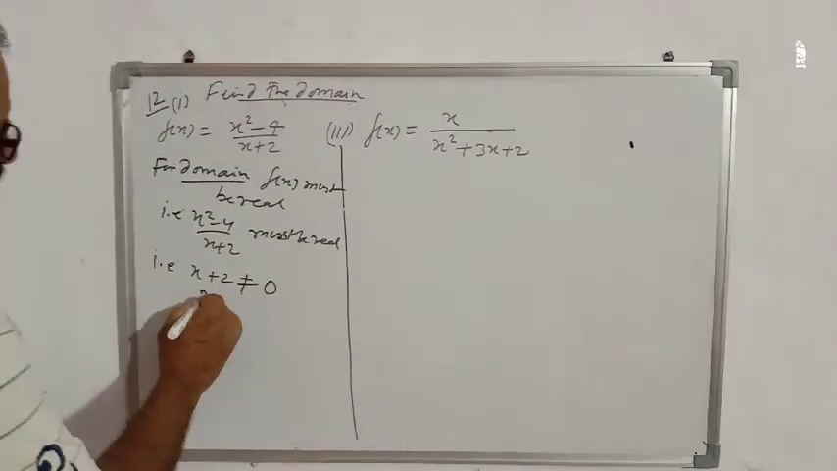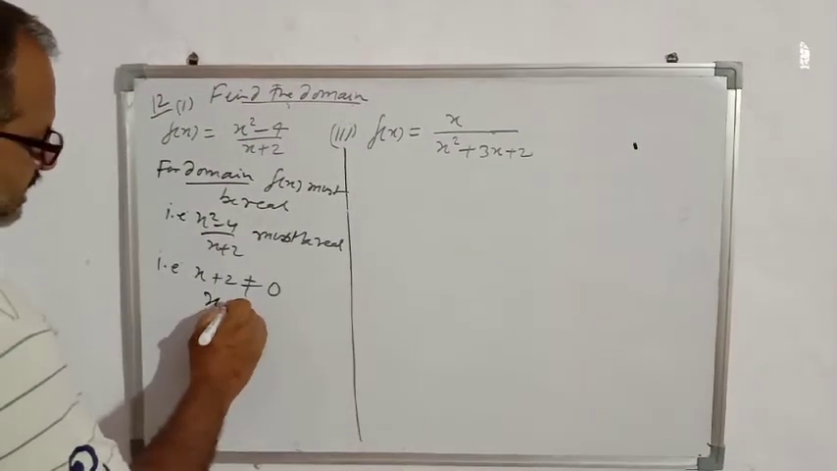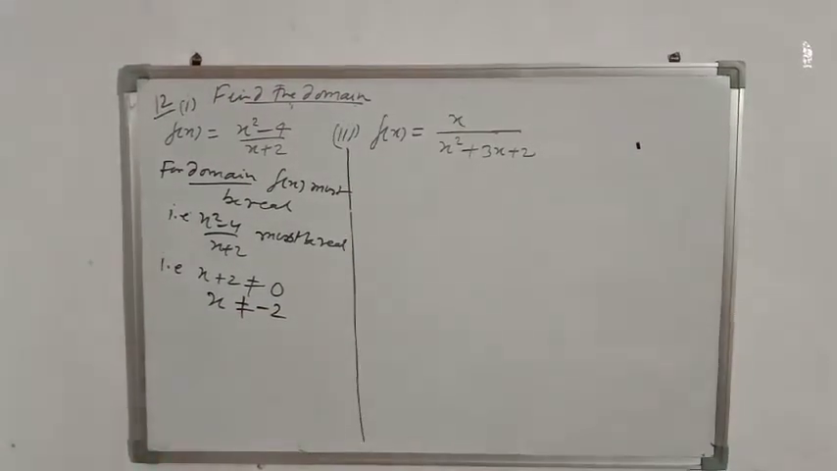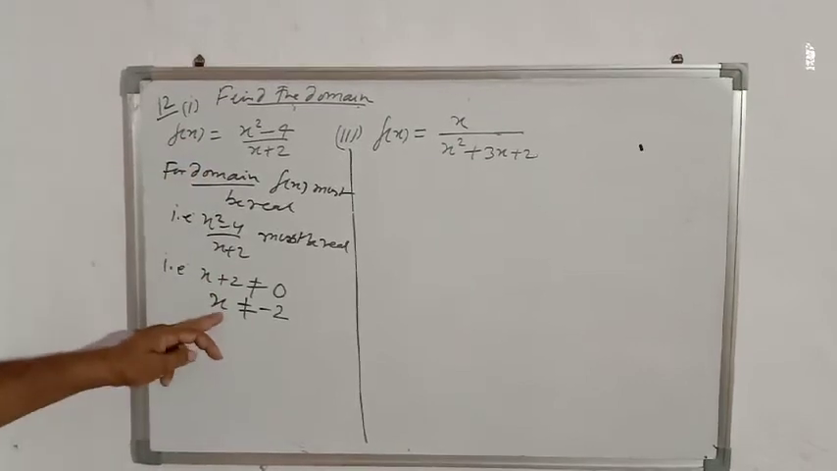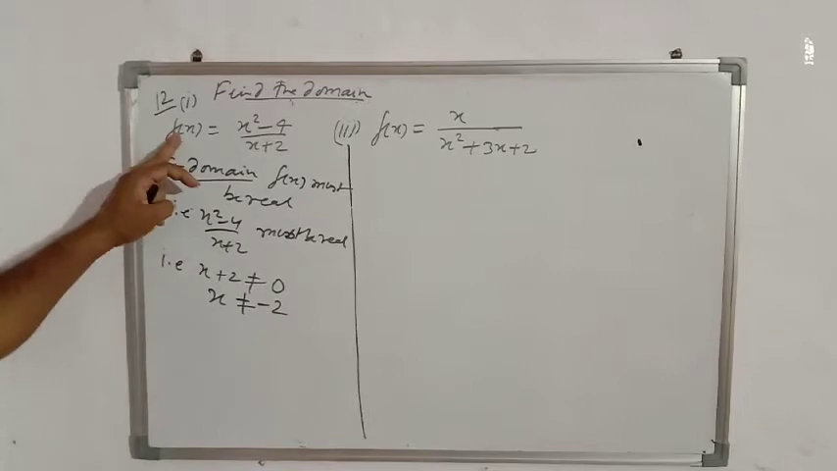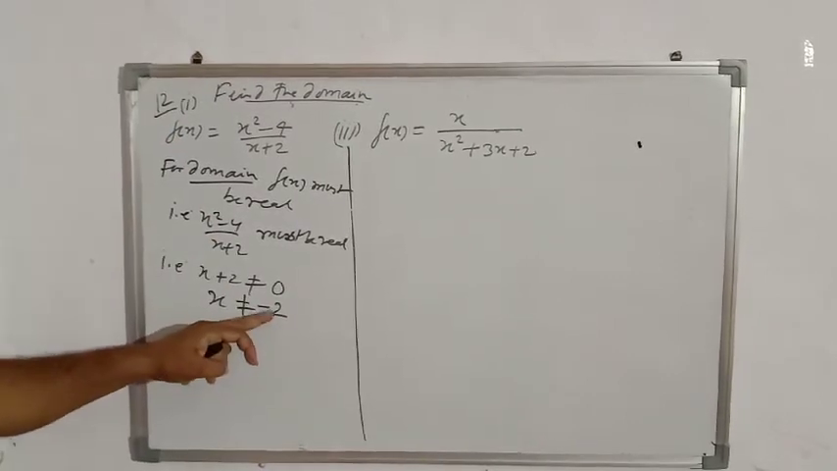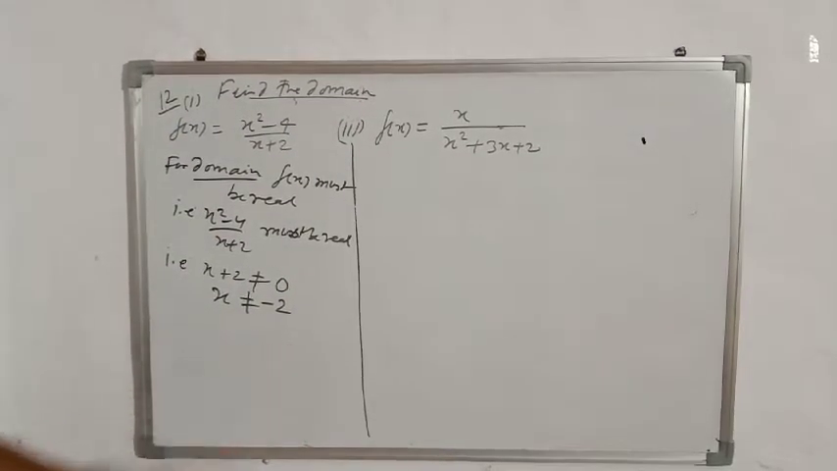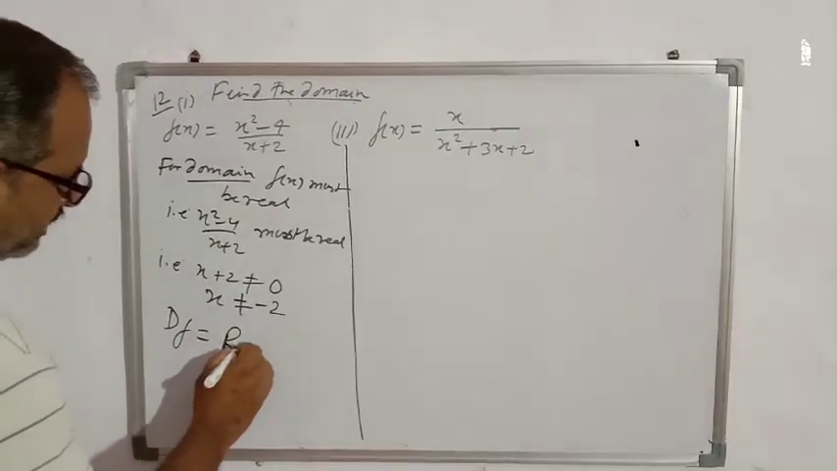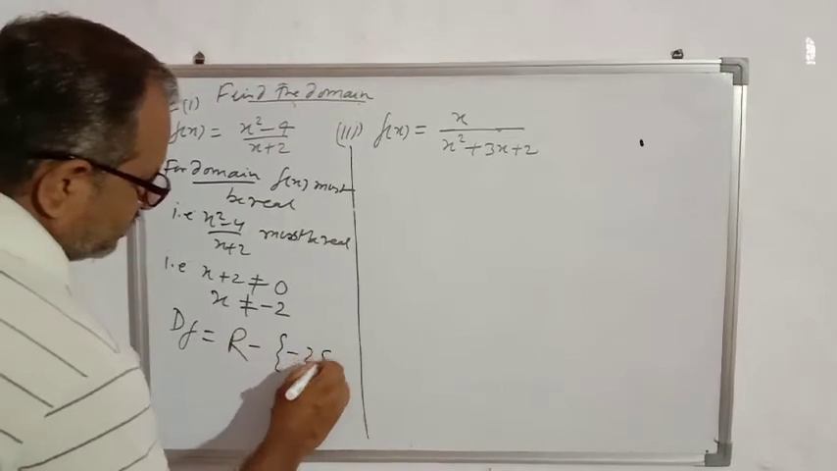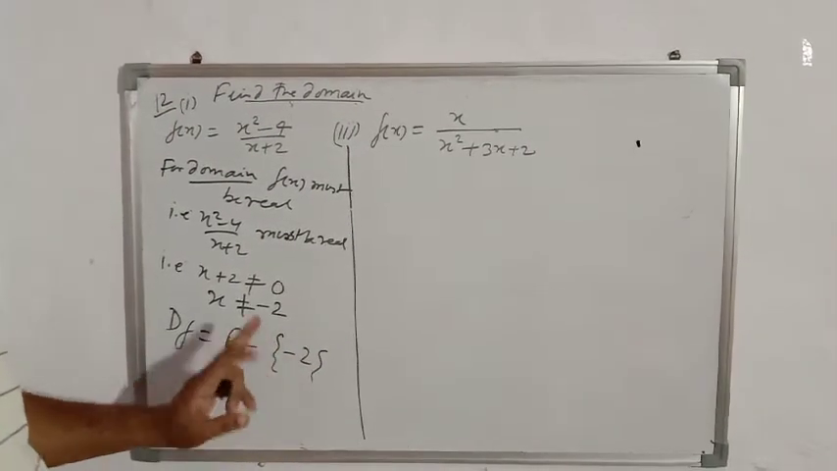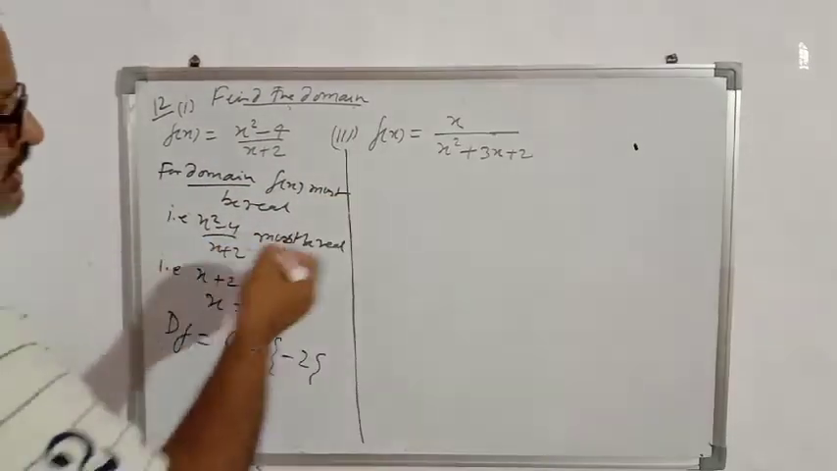x plus 2 not equal to 0 means, transposing to the right side, x not equal to minus 2. So this f(x) is real for every real value of x except minus 2. This f(x) will be real for all the real numbers except minus 2. So we will write the domain like this: all the real numbers except minus 2. From the set of real numbers we will remove minus 2. This is the domain.